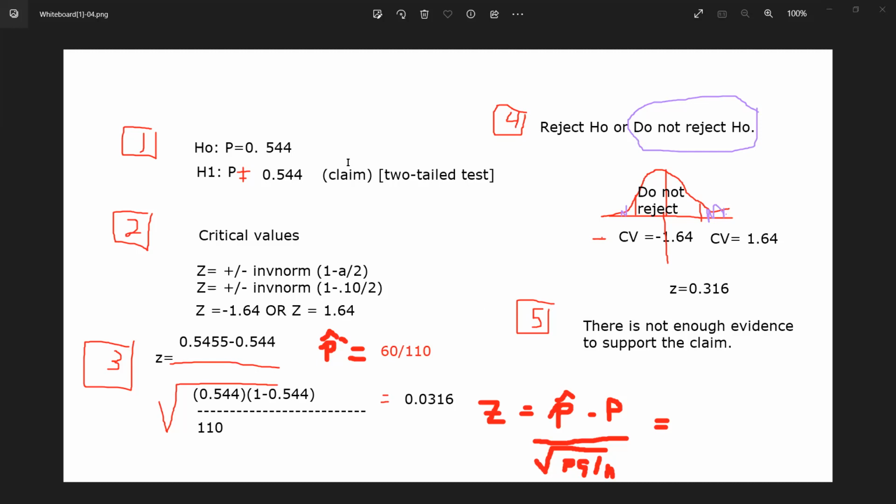Got a different answer? Okay, let me write it out and see if I got something else. 0.5455, I'll check that number too. That is 0.544. And then the bottom is 0.544 times 1 minus 0.544 over 110. Okay, let's put it on the calculator and see what we got here.